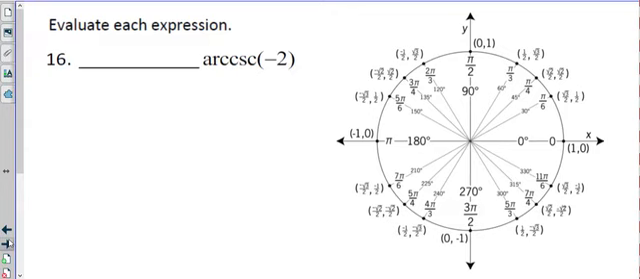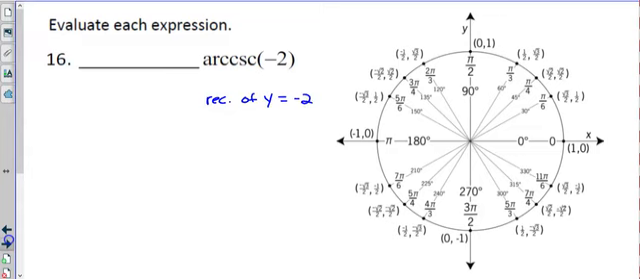And then number 16 here, arc cosecant or inverse cosecant, negative 2. So we can use the unit circle. Just remember, cosecant is the inverse of sine. So we are looking basically for the reciprocal of your y value to be equal to negative 2.